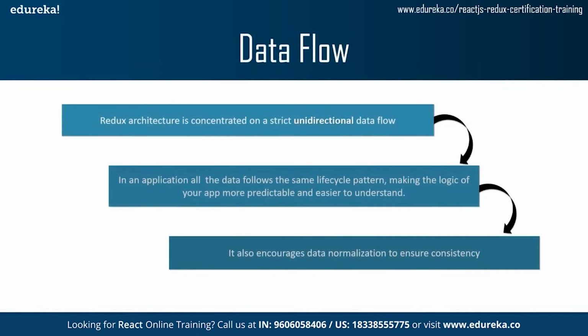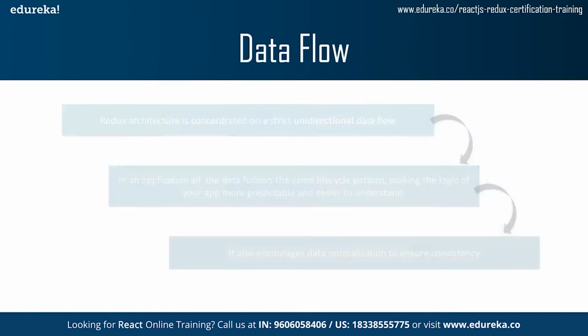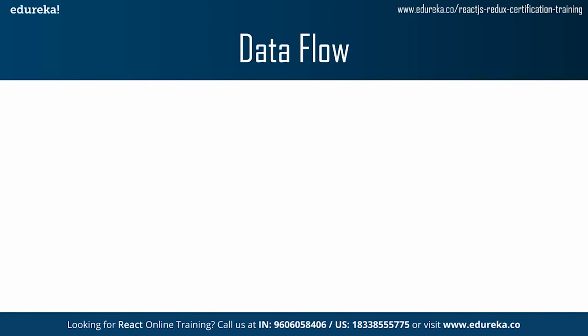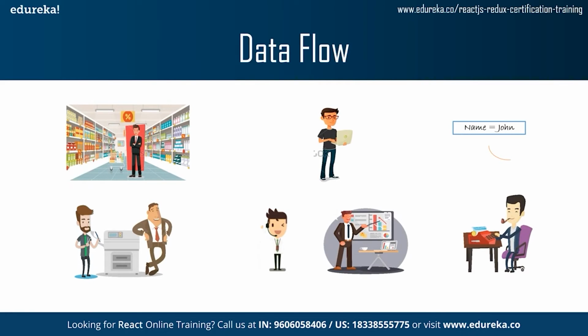So Redux architecture is concentrated on a strict unidirectional data flow. In an application, all the data follows the same lifecycle pattern, making the logic of your app more predictable and easier to understand. It also encourages data normalization to ensure consistency. The picture represents the flow diagram of the Redux application, which contains all the components which we have discussed. Now let's understand the data flow with the help of this example step by step.